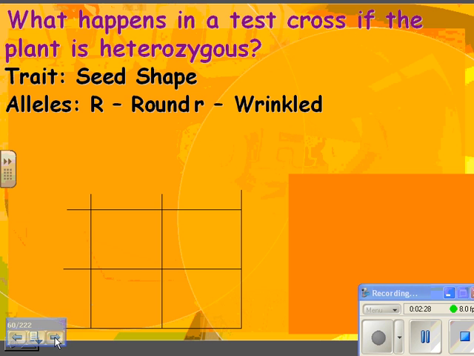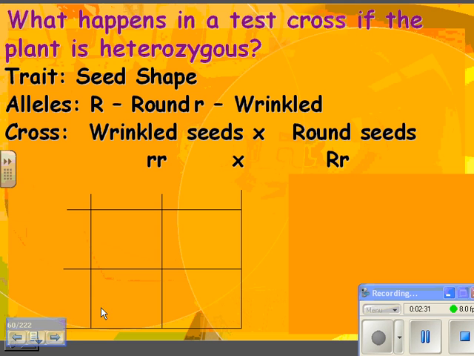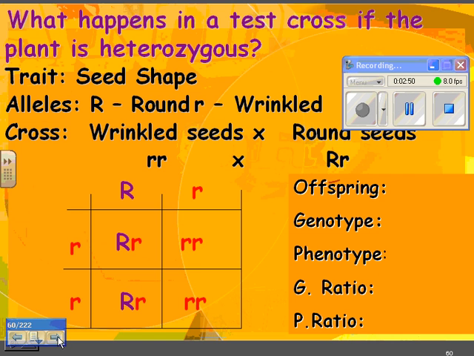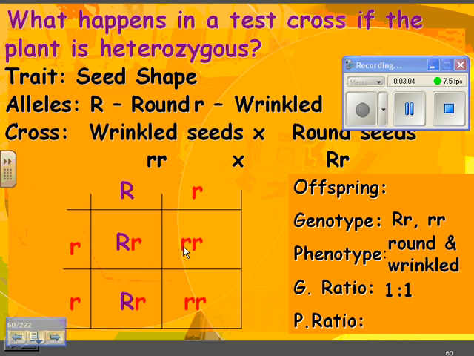Anyway, I'm just doing that more formally here. So let's say the parent is big R, little r, and I think this is in your notes to fill in. You end up with offspring that are half smooth, half wrinkled. So the offspring genotypes are either big R, little r, or little r, little r. And the phenotypes are round and wrinkled, both. The genotypic ratio is 1 to 1, so one of these for every one of those, and same with the phenotypic ratio, 1 to 1.